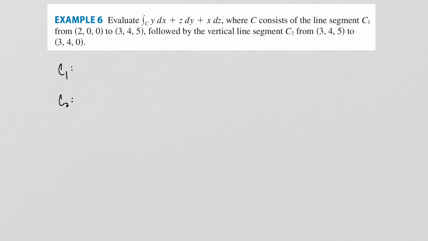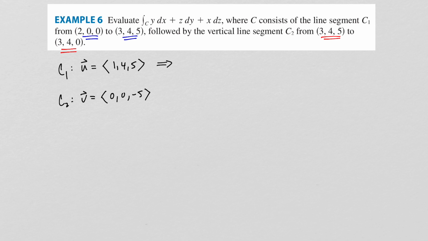So since we're talking about a line segment from 2, 0, 0 to 3, 4, 5, first I'm going to find the direction vector for that line, which I can get by subtracting 2, 0, 0 from 3, 4, 5. That's going to give us 1, 4, 5. And we'll go ahead and do the direction vector for the other line, which is from 3, 4, 5 to 3, 4, 0. To get that one, we subtract 3, 4, 5 from 3, 4, 0. So 3 minus 3 is 0, 4 minus 4 is 0, and 0 minus 5 is negative 5. So we should have 0, 0, negative 5.